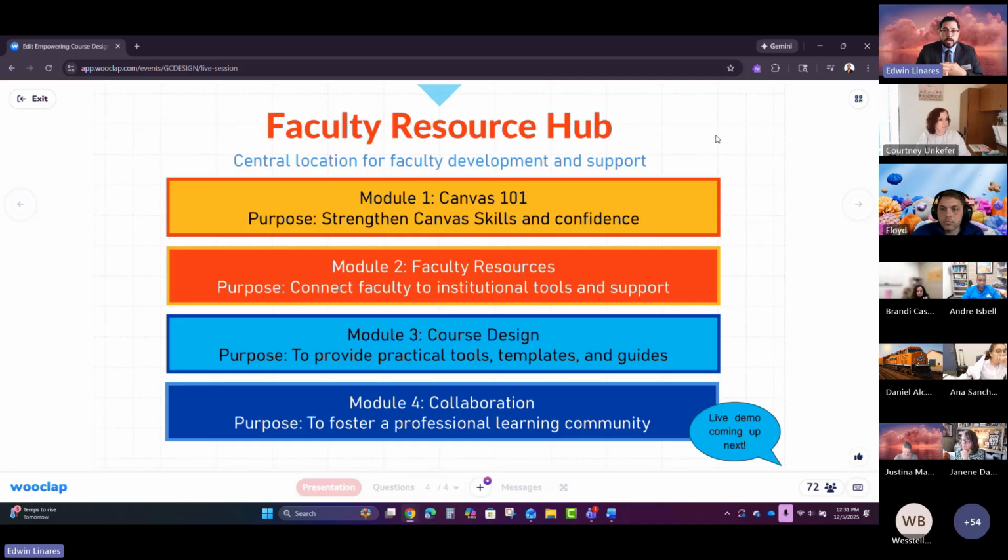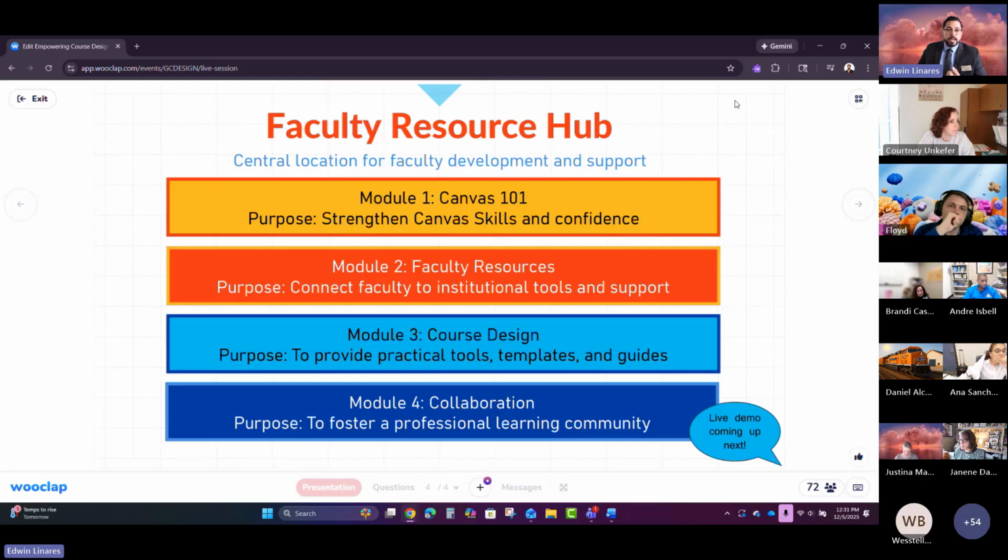The second module here has to deal with resources that are pertaining to Galveston College. The third module is pertaining to the course designing process. There's a lot of practical tools there. There's templates and there's guides. And then the last module in the resource hub has to deal with building and fostering a community professionally.